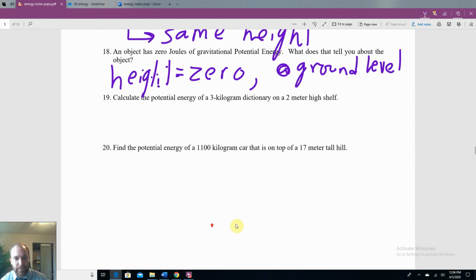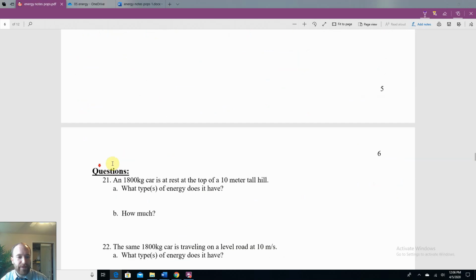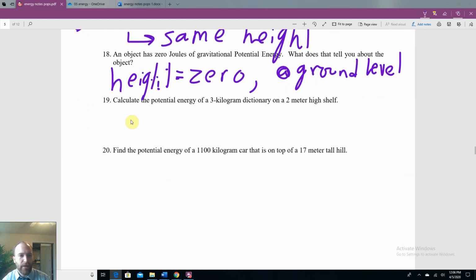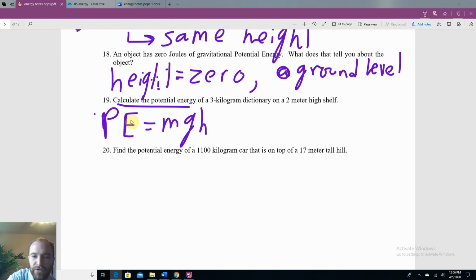Alright, and let's get into a couple calculations. So we'll do 2 together. I'll have you try a couple on your own, and that would be good. 19. Calculate the potential energy of a 3 kilogram dictionary on a 2 meter high shelf. Let's go. We have an equation for that, and again, they are all in the back of the note packet if you need it. It's m times g times h.